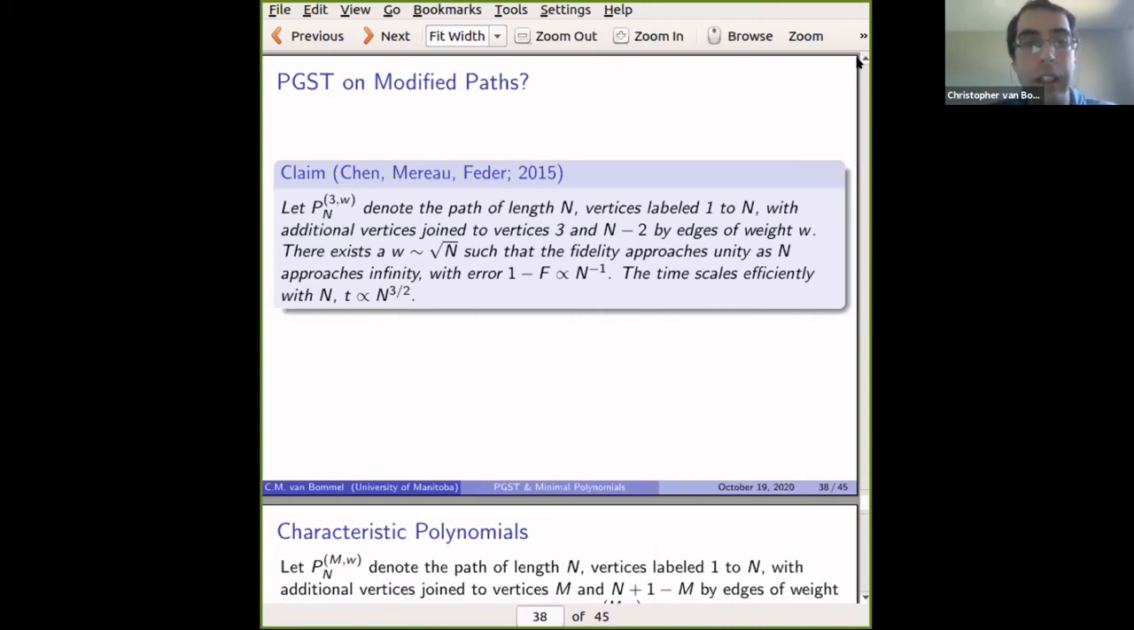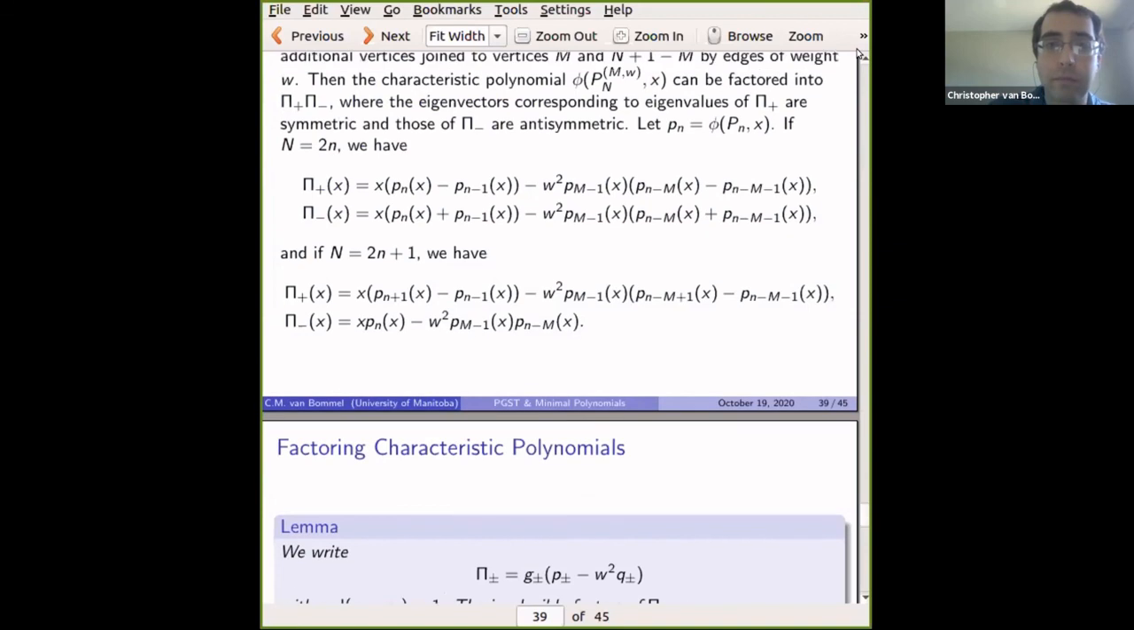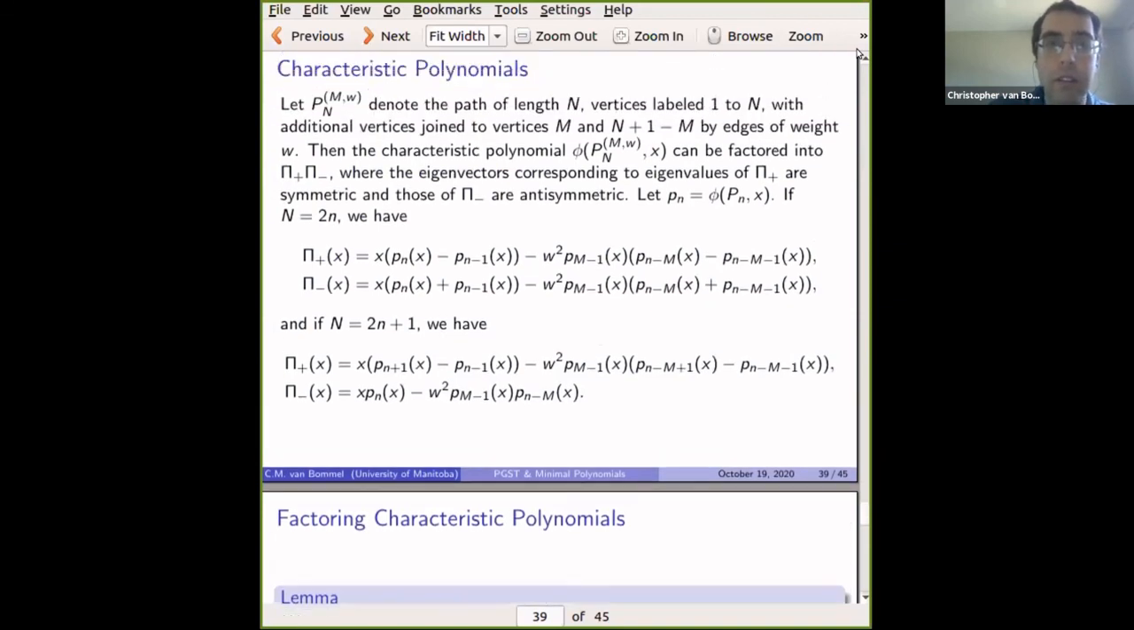And part of what I'm questioning here is, well, is this actually an example of pretty good state transfer, or are the probabilities still bounded? They're just getting closer to 1 as we increase the length. And so this is coming from using these tools we've seen so far, so we can find characteristic polynomials for these modified paths, which essentially break down to being combinations of characteristic polynomials of standard paths.